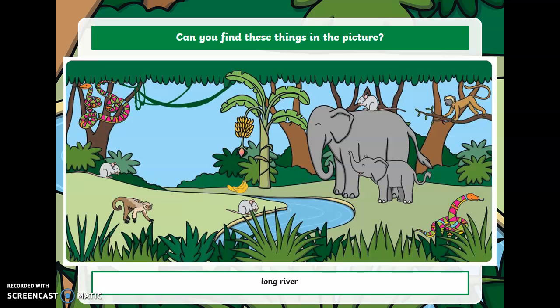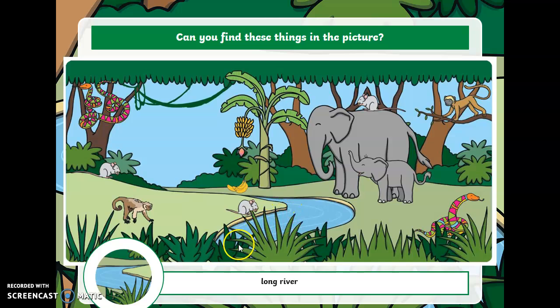Can we find the long river? Where is the long river on the picture? Well done. It's the only one we can see, but it looks very long. It'll go all through here, and it'll keep going all the way off the picture. And that is a really long river that all of the animals can drink out of.